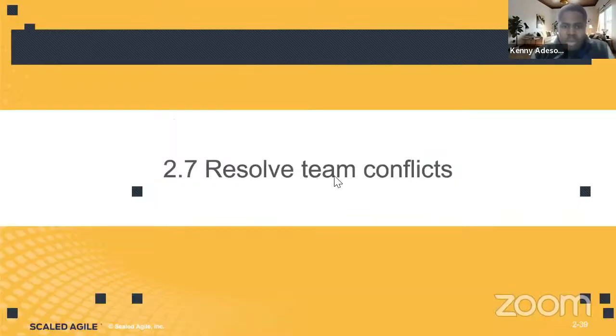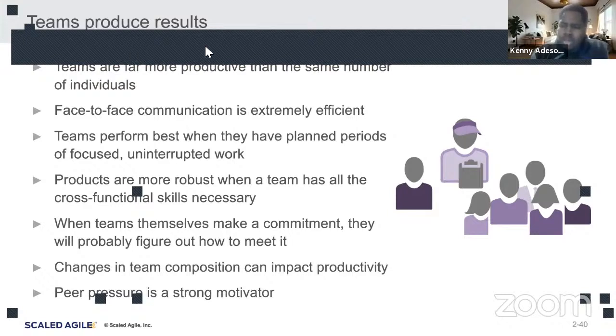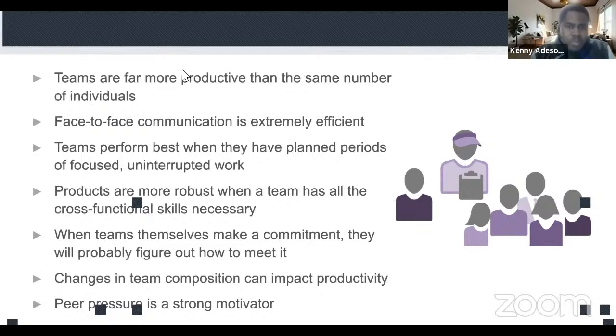All right. Resolving team conflicts. There's a lot of conflicts in our day-to-day lives, for sure. In the area of the Scaled Agile Framework, there's a lot of conflicts. Teams produce results. Teams are far more productive than the same number of individuals. We need to have face-to-face communication, which is very efficient in my opinion. Teams perform best when they have planned periods of focused, uninterrupted work. Now, this is something very important, guys.